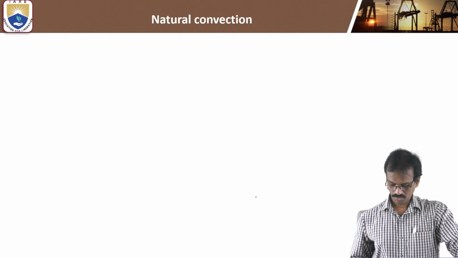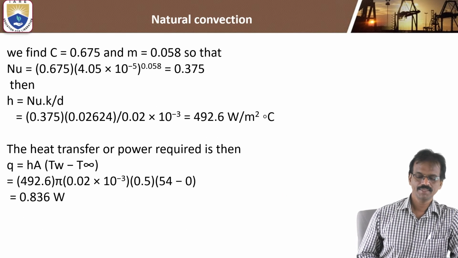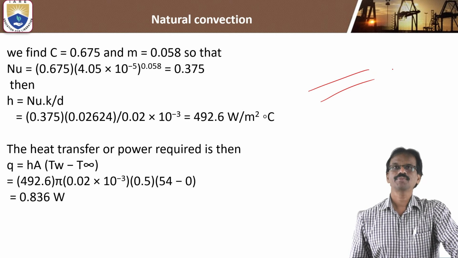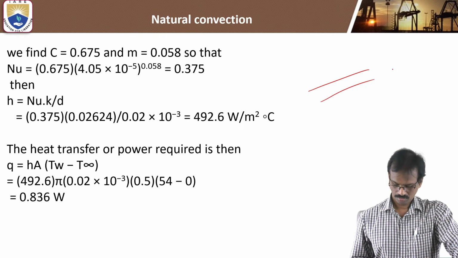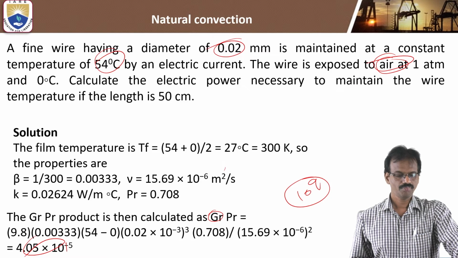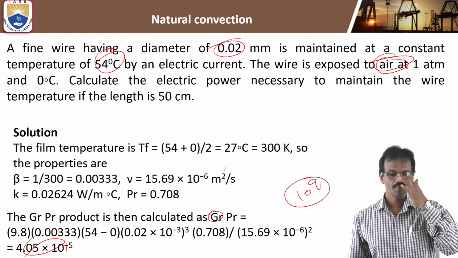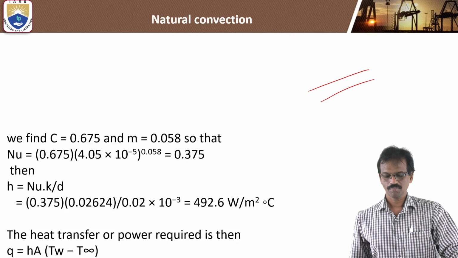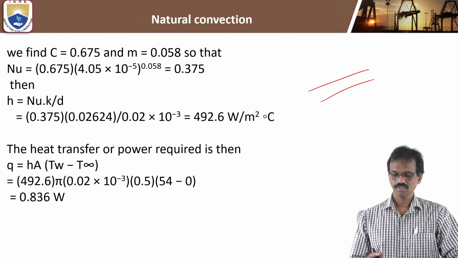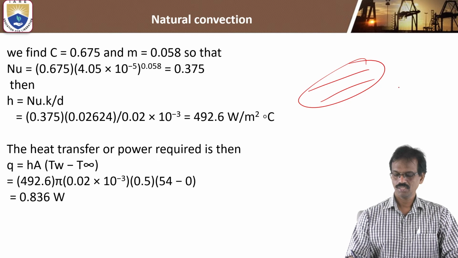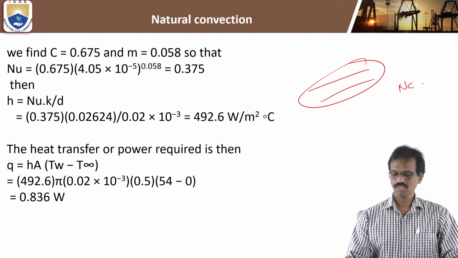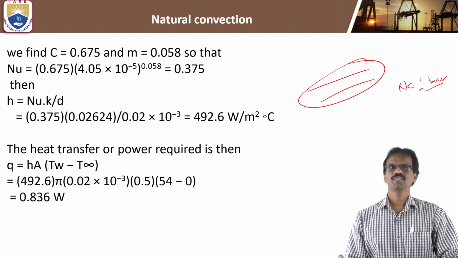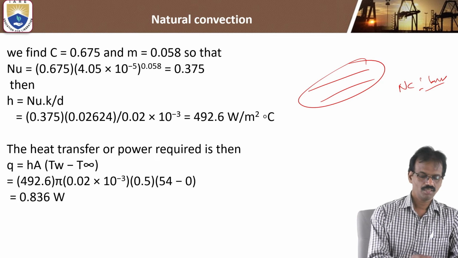Then you have to take the Nusselt formula. What type of wire? A fine wire having a diameter is maintained at a constant temperature. So here the pipe is a wire, with natural convection, and next to this is the laminar flow.